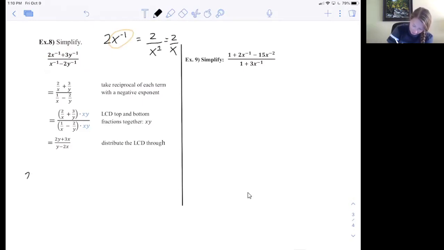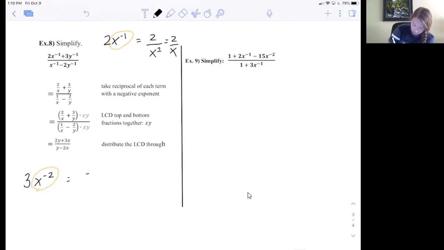So if I have 3x to the negative 2, that negative 2 just applies to this x, so I can move that to the bottom. So that just equals 3 over x squared. And that exponent becomes positive when you move it to the bottom. So you can look at example 8.